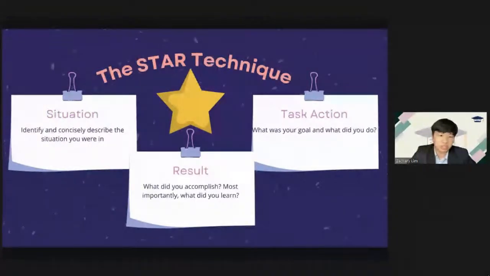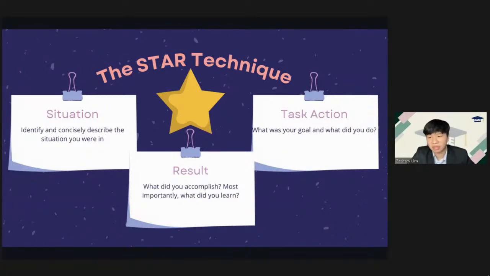In the situation, you just have to identify and concisely describe the situation you were in. And then for the task and action, what was your goal and what did you do in the situation that you were put in? And lastly, the result: what did you accomplish? And most importantly, what did you learn? I found this STAR technique to be quite useful when your interviewers ask you personal questions, like personal questions about your high school activities and achievements.